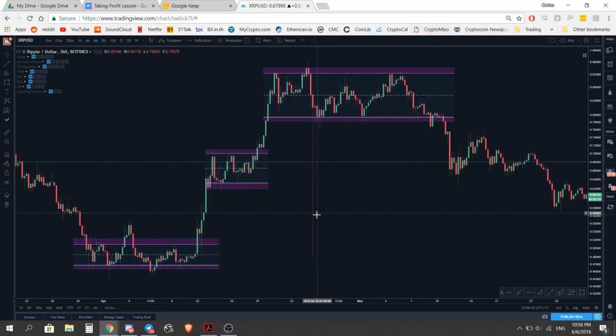Alright, what's up guys? So I'm just going to do a quick video for this example, breaking market structure. It's just easier to do a video than write out the text for it.